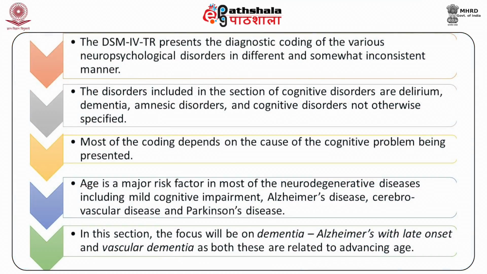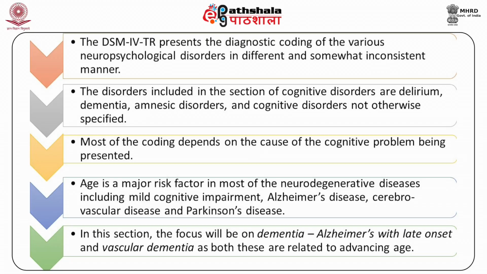The DSM-4-TR presents the diagnostic coding of the various neuropsychological disorders in different and somewhat inconsistent manner. The disorders included in the section of cognitive disorders are delirium, dementia, amnesic disorders and cognitive disorders not otherwise specified. Most of the coding depends on the cause of the cognitive problem being presented.